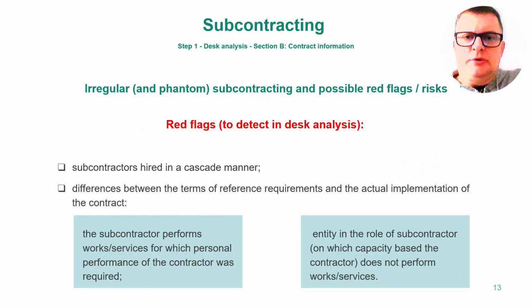And another possible red flag: cascade subcontracting. This is when subcontractors themselves hire other subcontractors, and so on. The longer the chain, the harder it is to track responsibility and quality. Mismatch between contract requirements and actual work. If the contract says one thing, but the subcontractor delivers something different or less, that's a clear red flag.